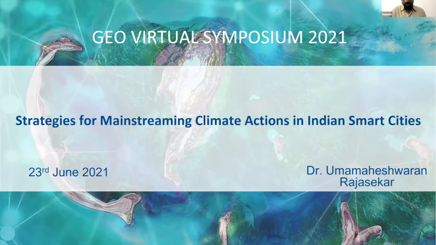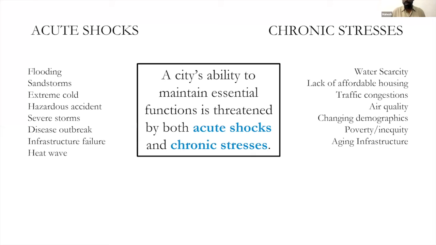Unlike other research, what I'm going to take you through is the action research which is currently being undertaken in India across the urban areas. We all know that there are several acute shocks, and there are a lot of hazard risk models and vulnerability assessment models for flooding, sandstorms, extreme cold and disease outbreak. But what cities are facing across Southeast Asia, and more specifically in India, is chronic stress. They are facing problems related to traffic, water management, aging infrastructure, and so on.